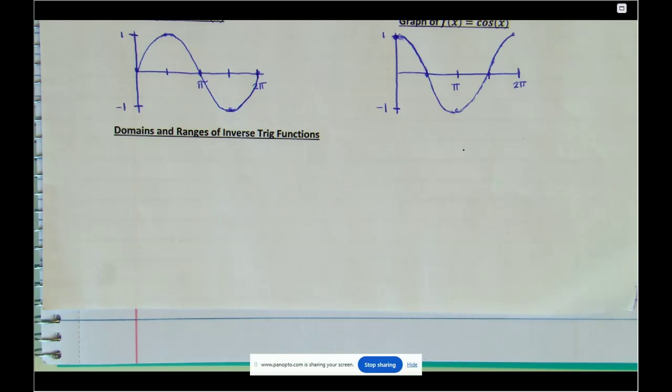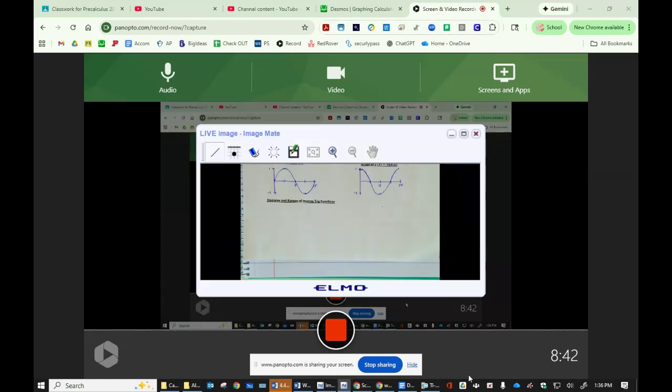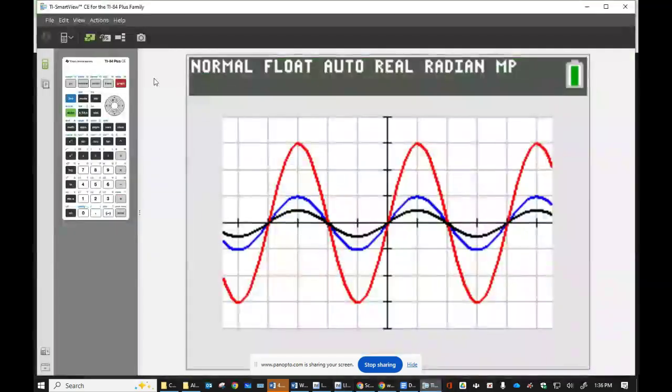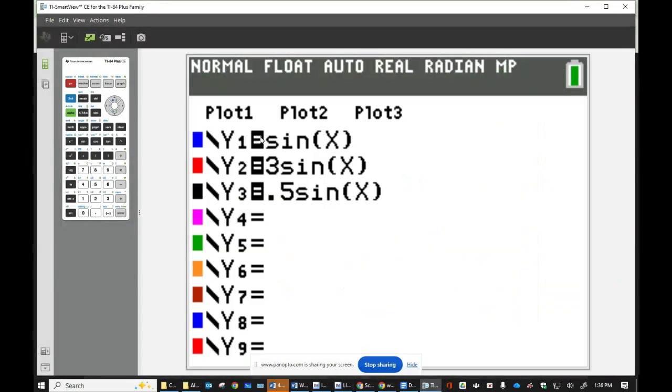Okay, now what I would like you to do is put your calculator into radian mode. Okay, that's the first thing. Put your calculator into radian mode.